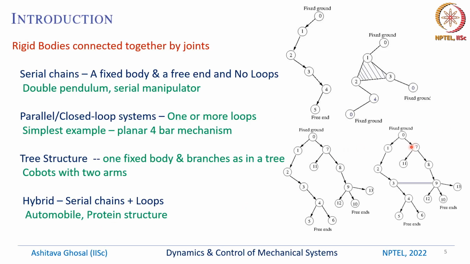So schematically, a hybrid system looks like this. There is a fixed ground, which is again 0, and then there is one branch here, which is like a tree structure. This is very similar to the previous one. There is another branch which goes like this, which is also very similar to this part, but between 3 and 9 are connected, okay, with another link. So in this case, there is a loop, but there are also serial chains. So which is why it is called a hybrid structure.